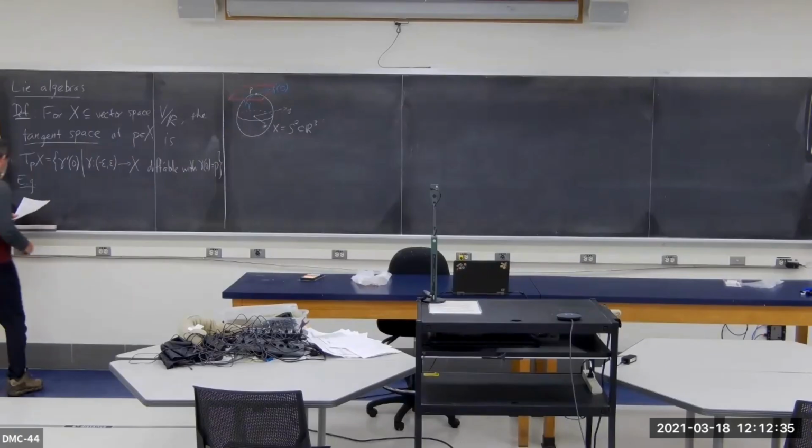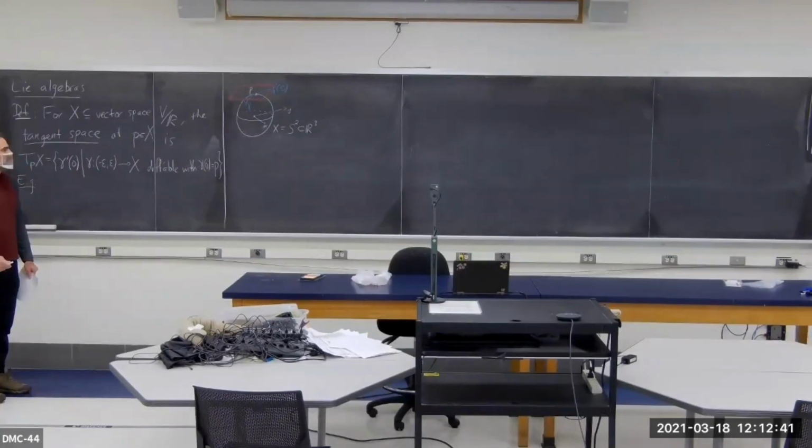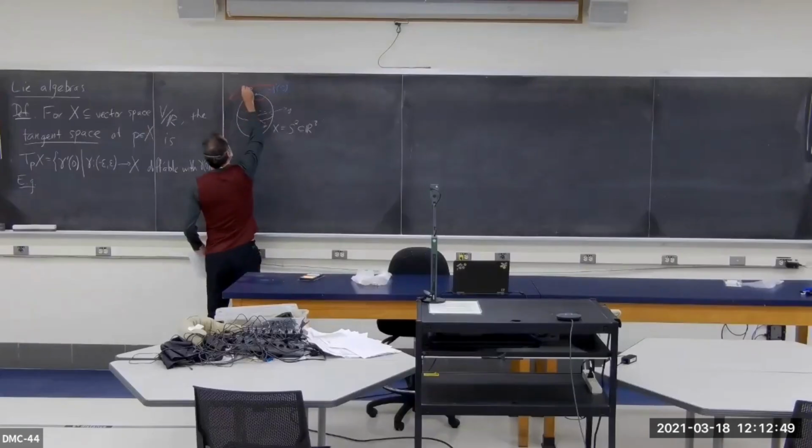I'm sorry, this question is silly, but is S2 a vector space? No, sorry, it's a subset of. But TP of S2 is a vector space. So this is TP of S2.